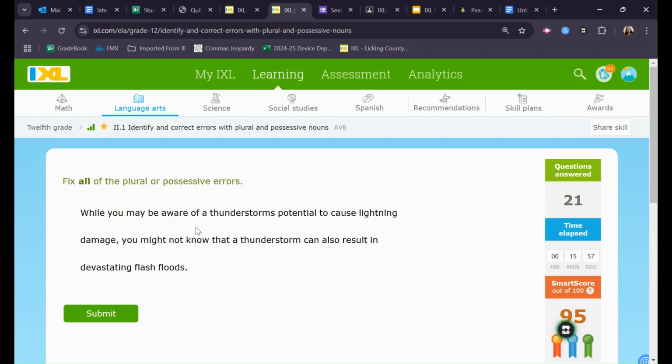Okay, well, you may be aware of a thunderstorm's potential. Well, I'm looking right here. We're talking one thunderstorm, so that's singular. Is it possessive? Yep, thunderstorm's potential. So let's go and add the apostrophe S.